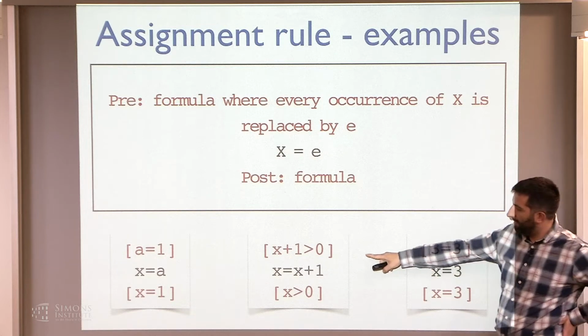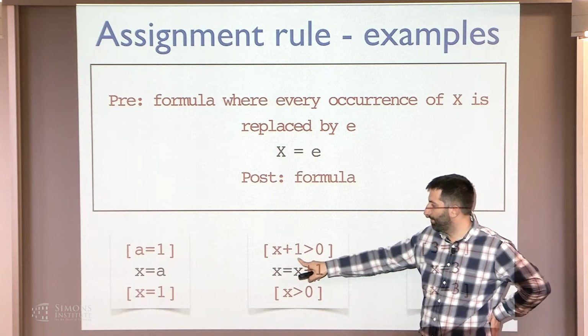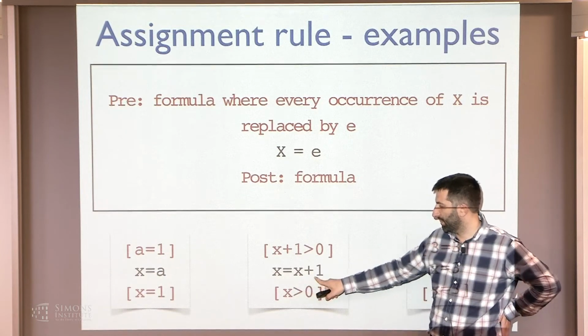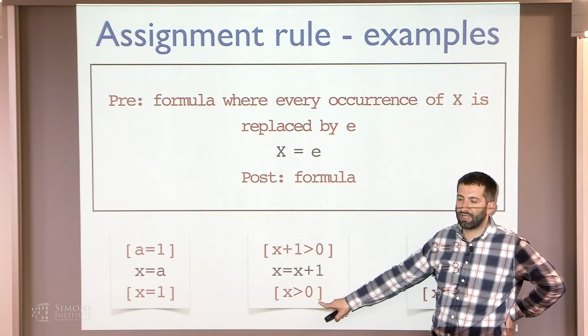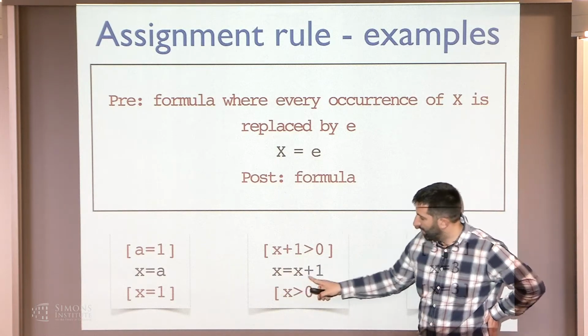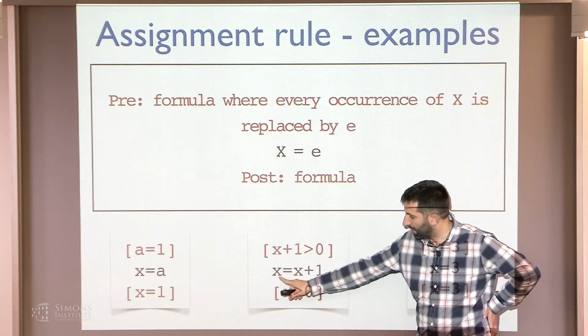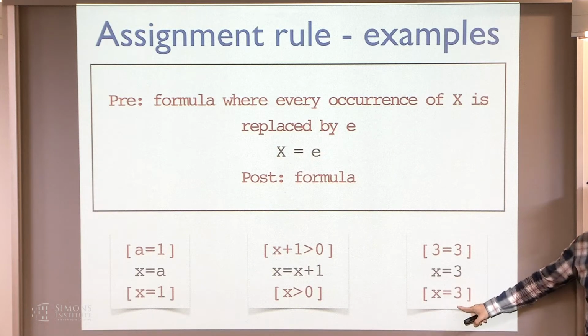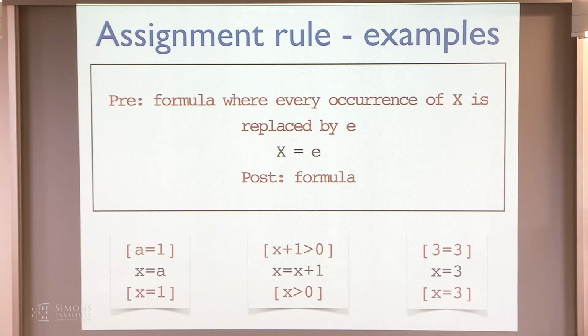Another example, from X plus 1 greater than 0, if I do X equal to X plus 1, I can say that X is greater than 0. Because again, I inherit the property of X plus 1. Another kind of example is from 3 equal to 3, applying the fact that X is equal to 3, I can derive X is equal to 3.